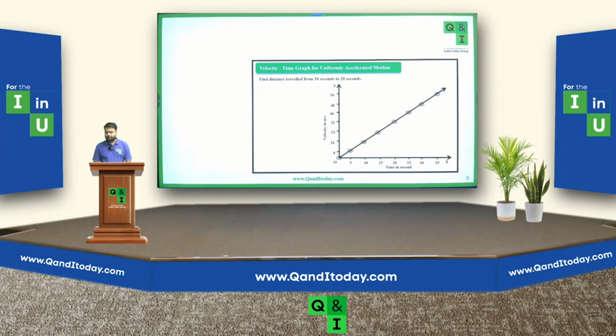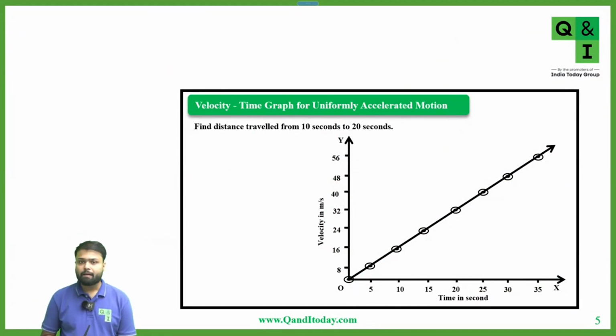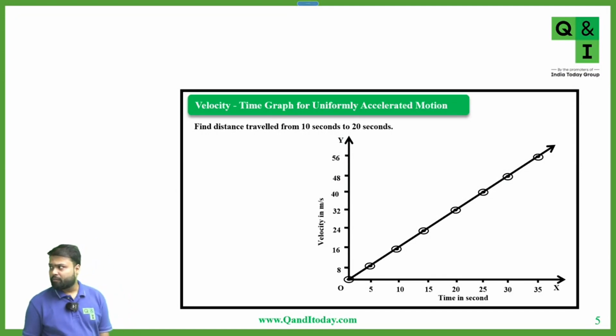In the last class, I gave you one homework question, which is the velocity time graph for uniformly accelerated motion, and we have to calculate the distance traveled from 10 seconds to 20 seconds. Have you solved this question? What is the answer? Tell me. Okay, so let's have a quick recap of the last class.